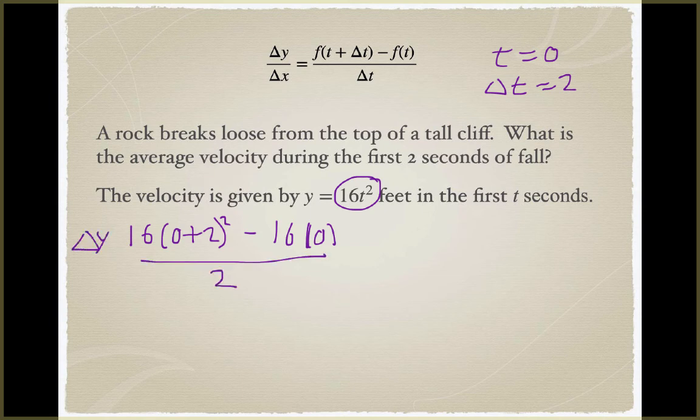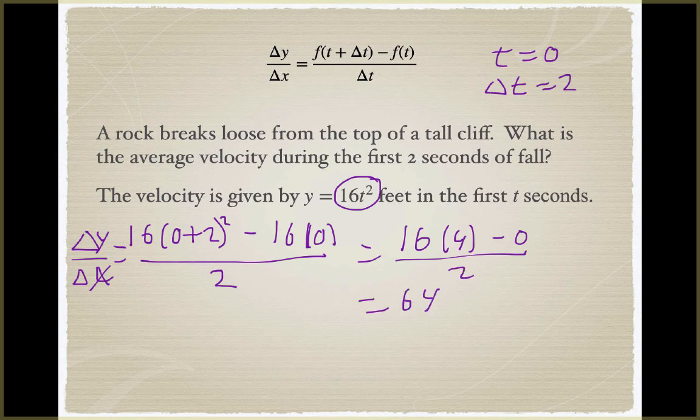This is my delta y over delta x. And when we do this, we get 16 times 4 minus 0 over 2. This is 64 over 2, which is 32 feet per second. That is my average rate of change. We're taking our initial time plus our change in time for that first function, minus the initial time, all over the change in time. This is average velocity.